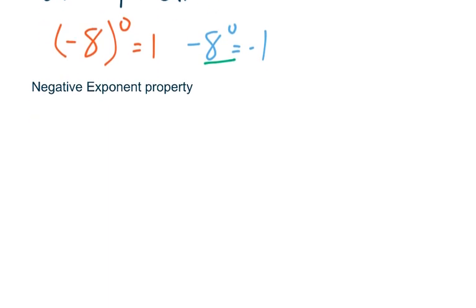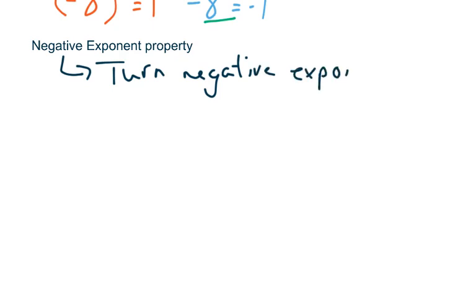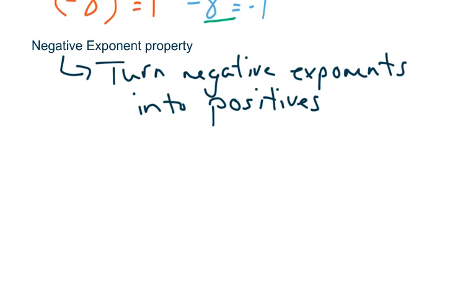The harder one is the negative exponent property. The reason we have the negative exponent property is because we want to turn all negative exponents into positives. We know we don't want to write our final answer with negative exponents. It just doesn't look good.